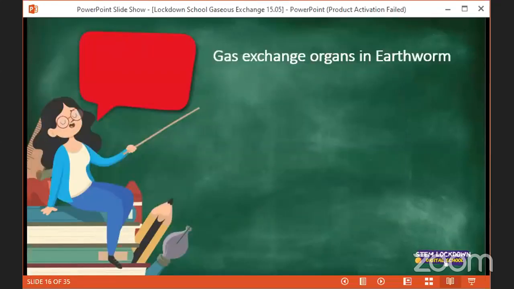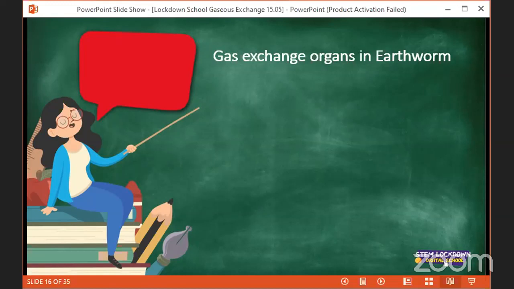Okay, now let us look at gas exchange organs in the earthworm. So guys, as we remember that the earthworm is part of the phylum Annelida. Remember, this was covered in plant diversity, right? It's a triploblastic organism and also has a coelom, which is the body cavity, right? And it's an invertebrate, right? So the earthworm basically uses its skin as a gas exchange surface, right? So its skin is the gas exchange organ or gas exchange surface.